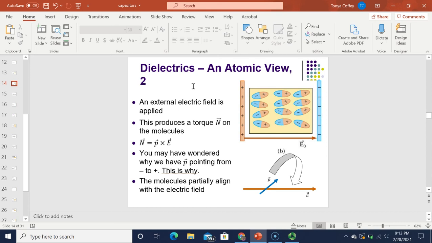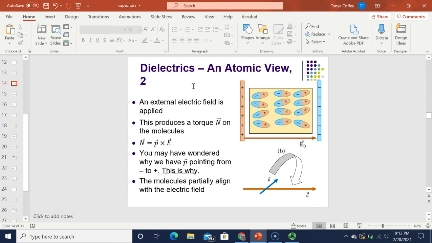Now you apply an external electric field. Okay, what's going to happen? Well, the positive part of the charges are going to want to move downstream on that electric field, right? And the negative part of the charges, they're going to want to move upstream on that electric field.